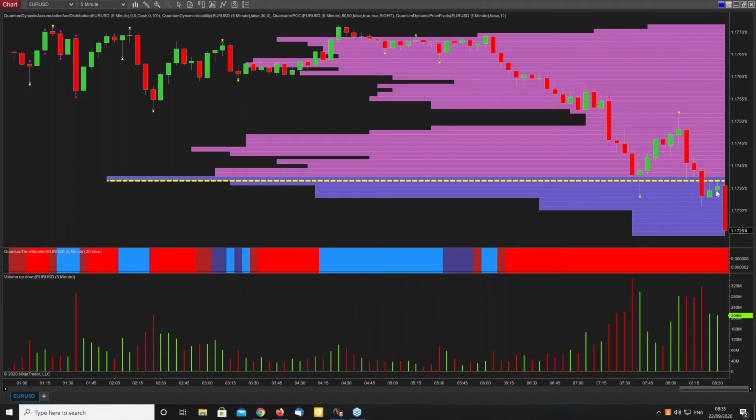Got lots of volume coming into these two. Sorry, I had a frog in my throat. You've got lots of volume coming into these two, but the market's not really going anywhere. So yes, it's not looking terribly strong. You know, it's looking for continuation.